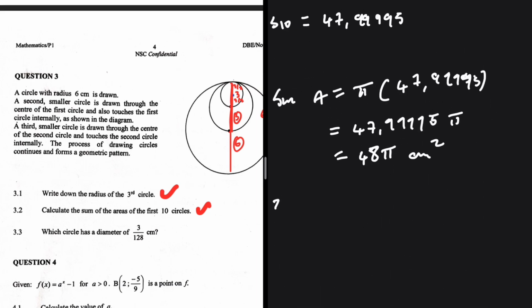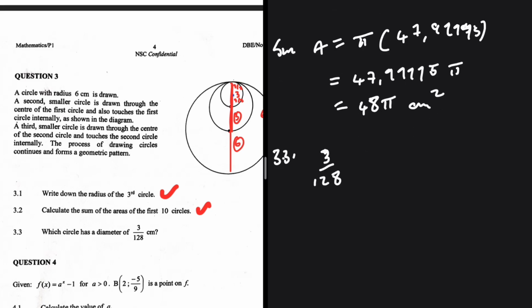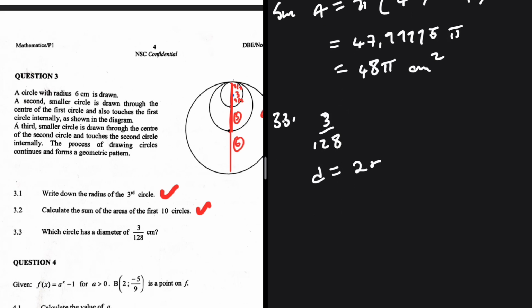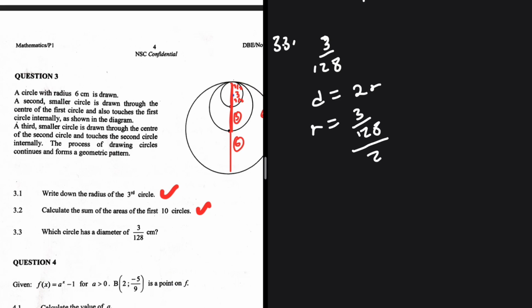Let's take a look at 3.3. Which circle has a diameter of 3 over 128? So this is the diameter. Diameter is equal to 2r. We're interested in r, we've been talking about r throughout. So let's go ahead and find r. So r is going to be 3 divided by 128, everything divided by 2. I'm getting 3 divided by 256. So which circle has a radius of 3 divided by 256?